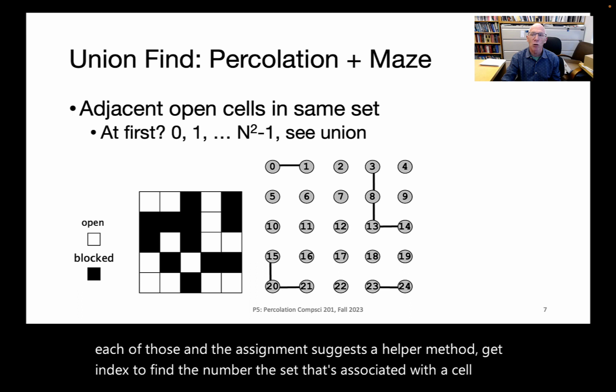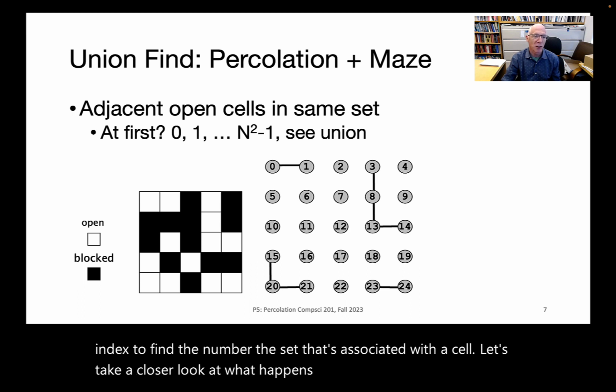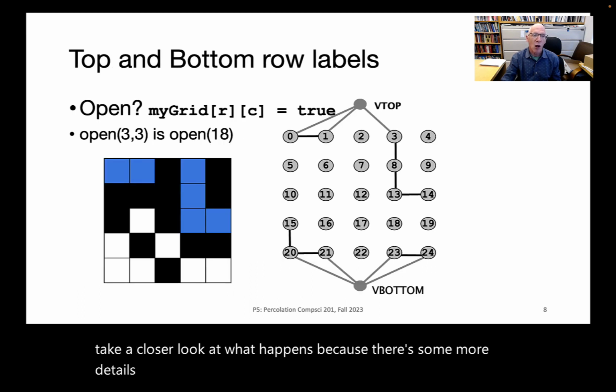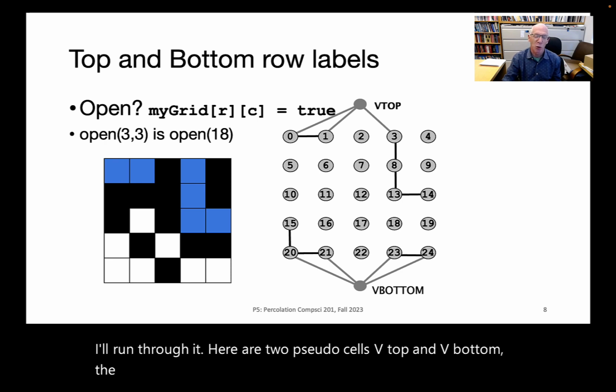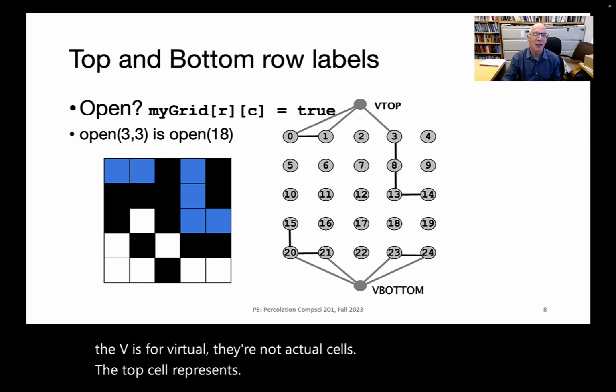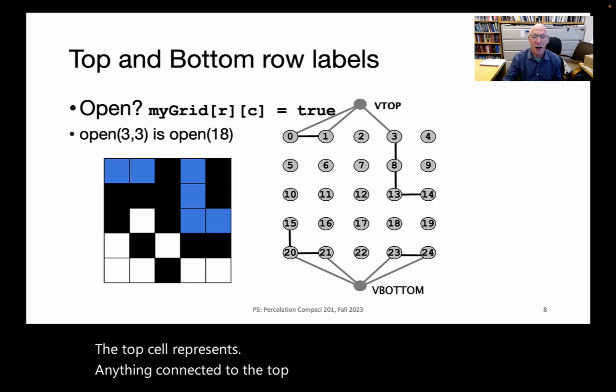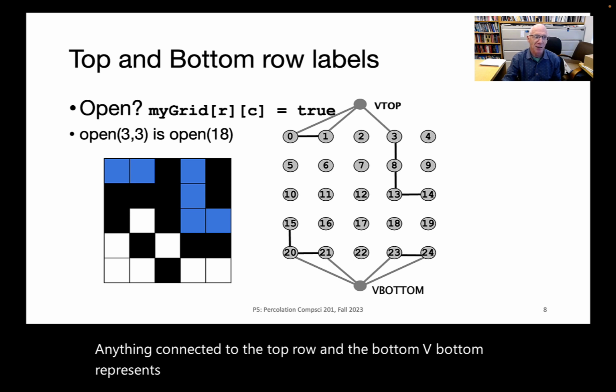Let's take a closer look at what happens because there's some more details. What we'll also need, and the assignment suggests that, are two pseudo cells, V top and V bottom. The V is for virtual. They're not actual cells. The top cell represents anything connected to the top row, and V bottom represents anything connected to the bottom row.